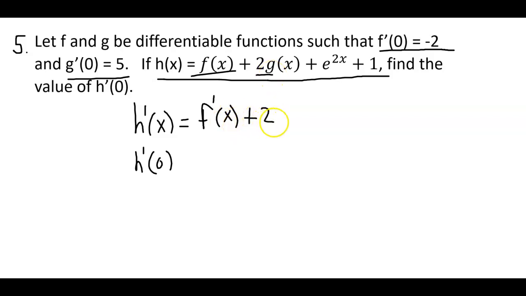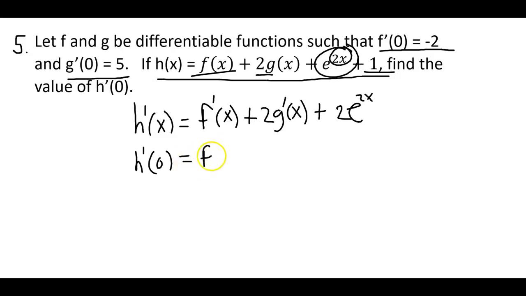Constant multiple, the constant stays, but we do take the derivative of the g. Here we take the derivative of e to the 2x. That's going to be a chain rule. When we take the derivative of an e function, it stays the same, but we do multiply it by the derivative of the inside. Finally, the constant rule, if we take the derivative of a constant, it just becomes 0.